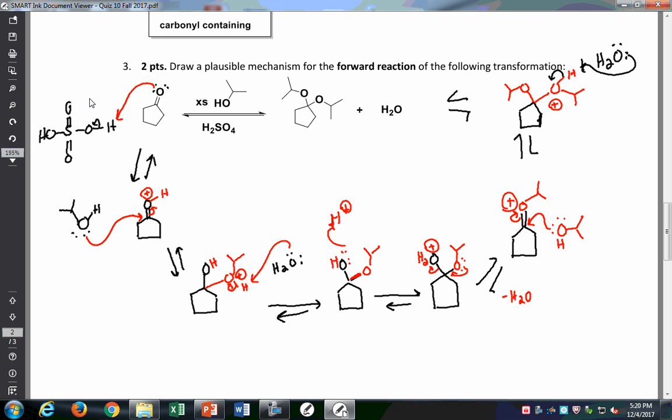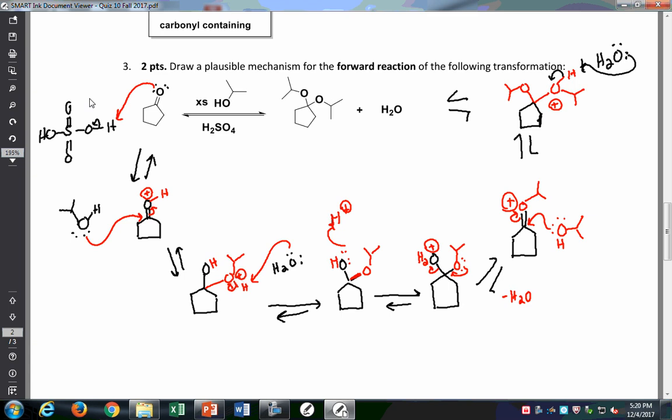Notice no negative charge is being formed in this reaction, with the exception of our conjugate base of H2SO4. But that's what makes H2SO4 such a strong acid, the fact that its conjugate base is stable. So that has to form. But no strong bases can be formed in the presence of acidic media. So a bunch of proton transfers typically happen.